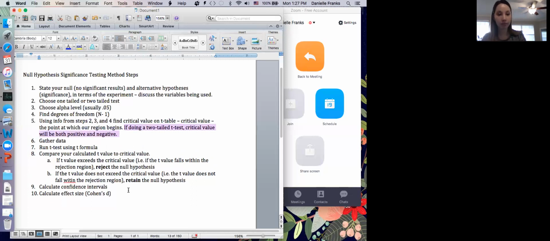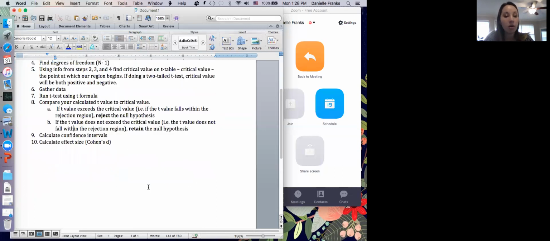Then you're going to gather your data. Then you're going to run your t-test using your t-test formula. Then you're going to compare your calculated t-value from step 7 with your critical value from step 5. If the t-value exceeds the critical value, we're going to reject the null hypothesis because it's falling within the rejection region. If our t-value does not fall within the rejection region, we're going to retain the null hypothesis, and there's no significant result there. So we find whether or not we have a significant result.